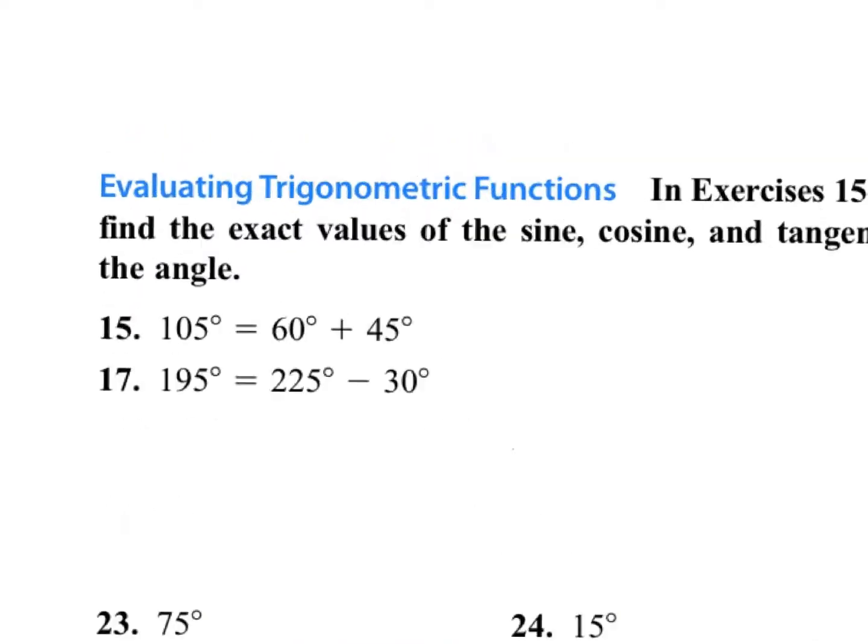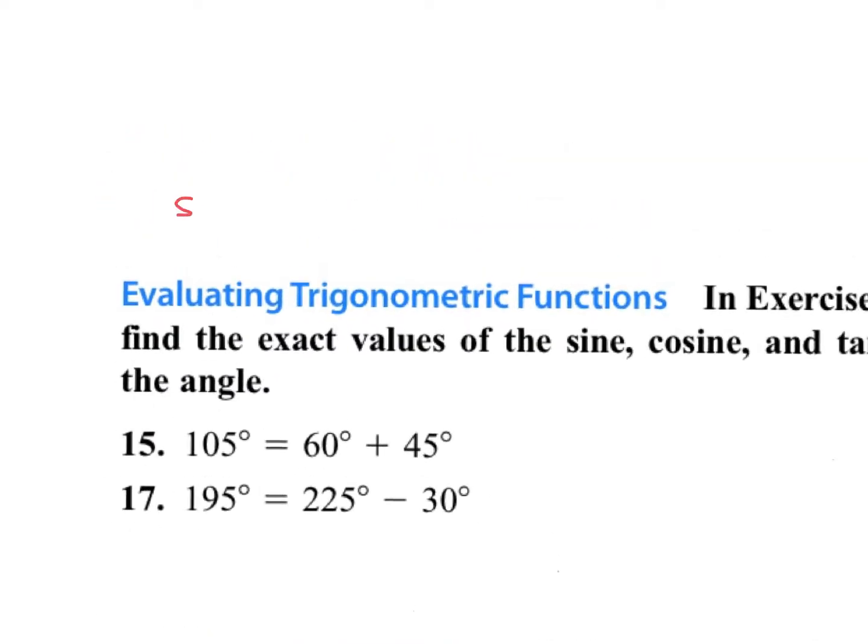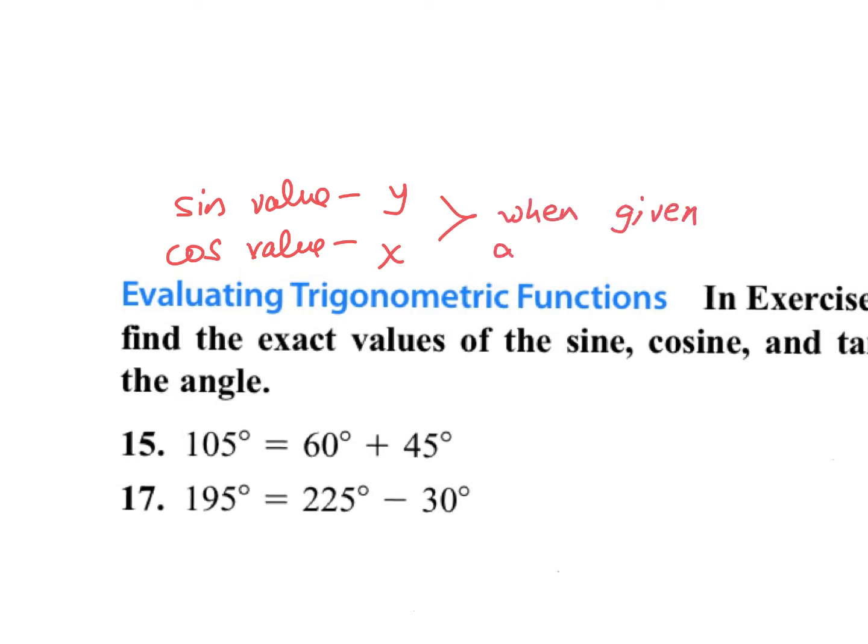So what we need to remember is that the sine value and the cosine value, when you are given an ordered pair, sine value is the y, cosine value is the x. That's when you are given an ordered pair, or you're using an ordered pair, okay? That's what we need to remember for sine and cosine.